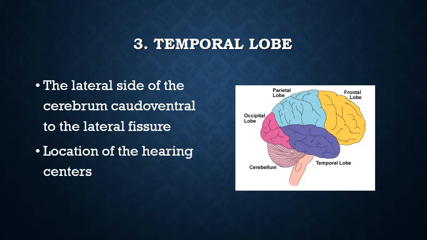Olfactory bulbs. Sorry, olfactory bulbs. So that is where you can find the sensor for the sense of smell. It's in the frontal lobe, particularly the olfactory bulb.